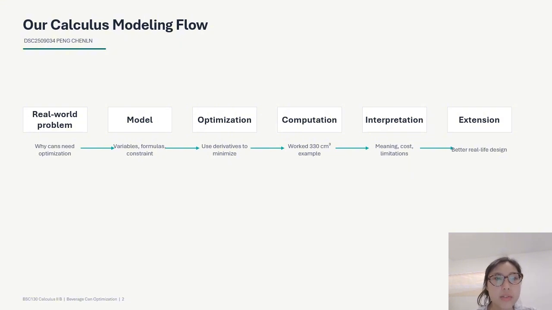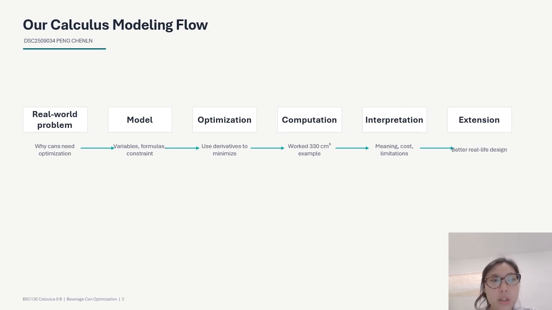Our presentation follows a clear modeling flow. First, we begin with the real-world problem, which explains why beverage can optimization is important. Second, we build a mathematical model by defining the variables and formulas. Third, we use optimization methods to minimize the material required.